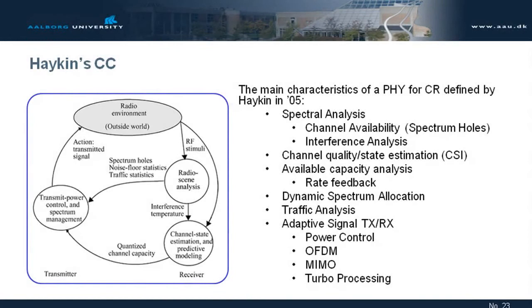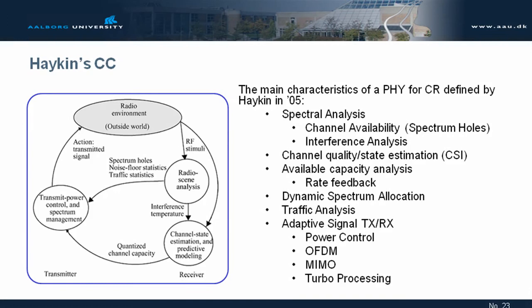As you can see, he talks about the radio environment. He talks about the RF stimuli, radio scene analysis, spectrum holes, noise floor statistics. And that's what Simon Haykin sees in his vision. He talks about interference analysis, channel state information, adaptive signal transmission, power control, MIMO, turbo processing. That's a radio engineer's view. That's the vision I followed basically all along my PhD, because that was a radio, it was not only a general artificial intelligence.